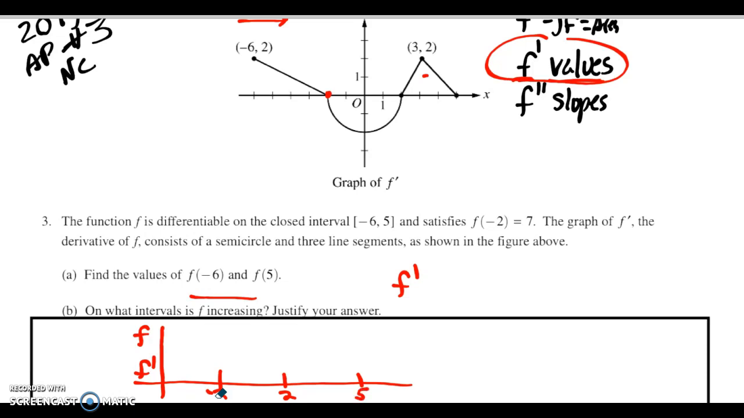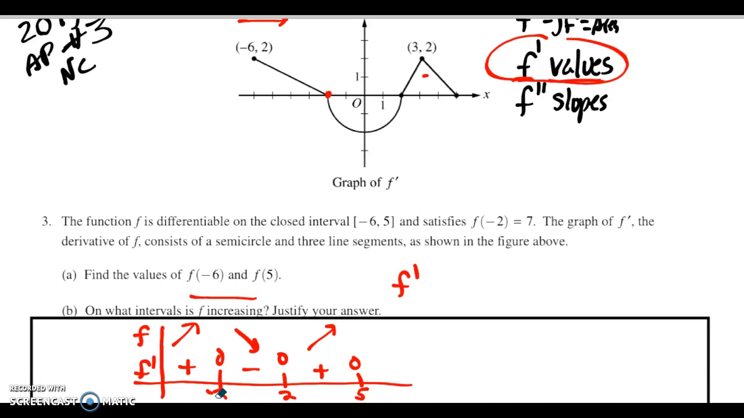And now I need to know whether the value is positive, negative, in between. So the value is positive before 2, negative after 2, positive between 2 and 5. That means the graph of f is increasing, decreasing, increasing. Remember, I'm not going to see that information. I'm getting it out of the graph here.